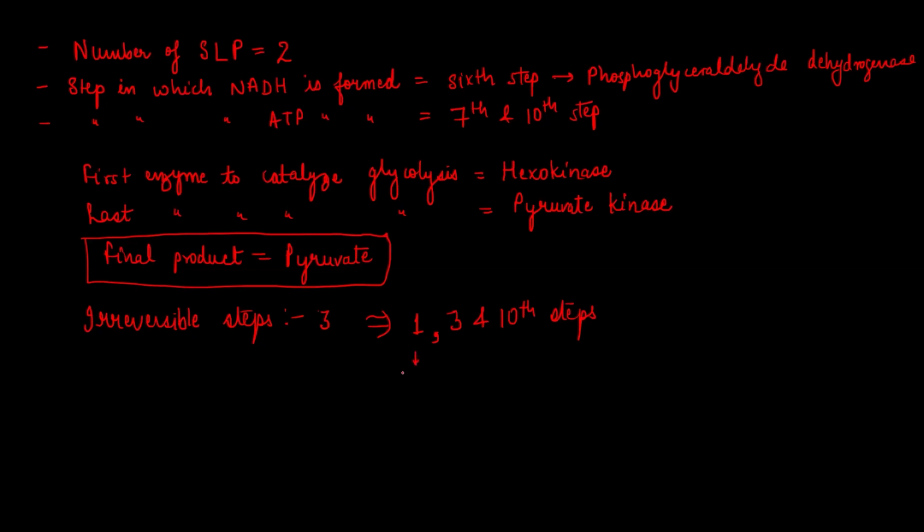So what are these steps? The first step is catalyzed by hexokinase. The third is catalyzed by phosphofructokinase. And the 10th step is catalyzed by pyruvate kinase. What we see that is common here is that all these irreversible steps are catalyzed by kinases, that is hexokinase, phosphofructokinase, and pyruvate kinase. And these irreversible steps are the main regulators of glycolysis. Okay, so this is about glycolysis.